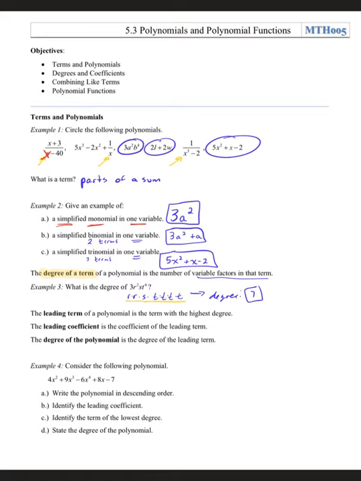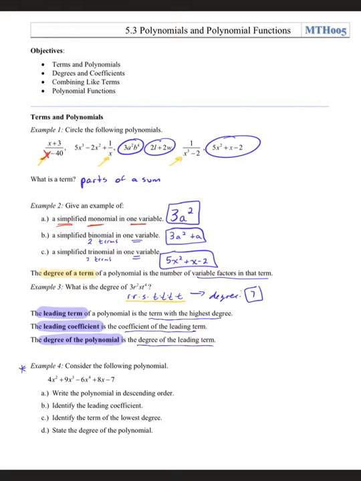The next one, we have a couple of definitions here: a leading term, leading coefficient, and the degree of the polynomial. So let's go ahead and read those. The leading term of the polynomial is the term with the highest degree. Leading coefficient is the coefficient of the leading term, and we said the leading term was the term with the highest degree. And the degree of the polynomial is the degree of the leading term.